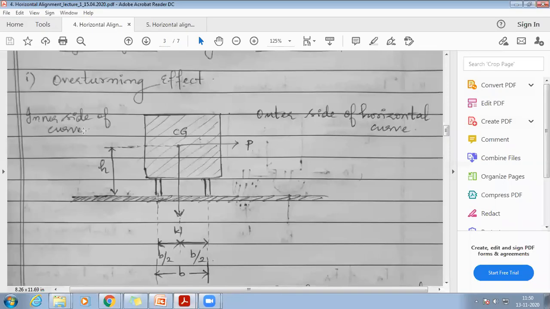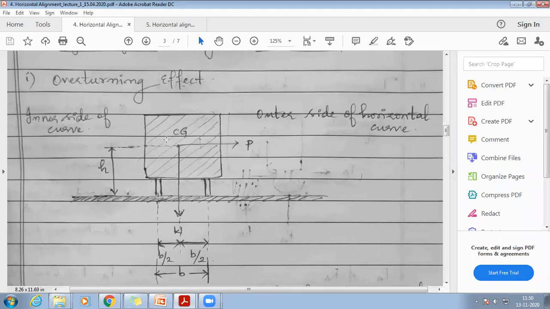So now, that's what I have written here. This is the inner side of the horizontal curve, and this is the outer side of the horizontal curve. You can see here, right? At present the vehicle is standing on the curve. Now what is happening? The centrifugal force P. Remember, capital P is centrifugal force. It tends to pull the vehicle outside the curve, right? So that is the concept here.